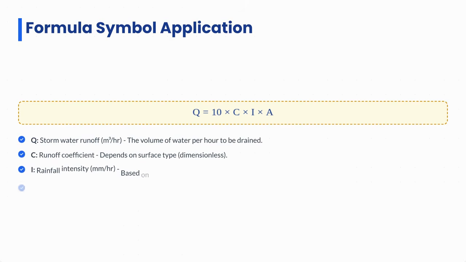Let's review the symbols in the formula. Q is the stormwater runoff, C is the runoff coefficient, I is the rainfall intensity, and A is the catchment area. This formula helps determine the volume of water that must be drained.